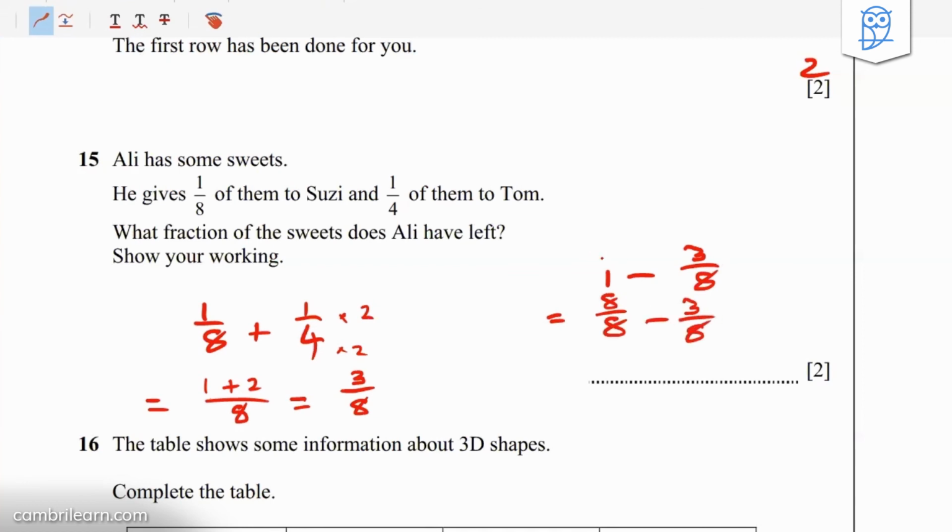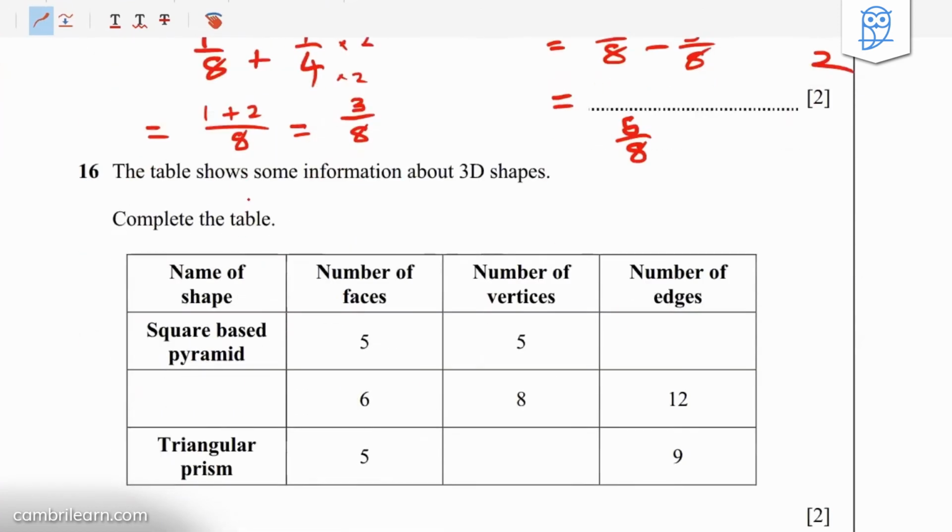This is just equal to 8 over 8 minus 3 over 8. Remember that if we have the number 1, we can just substitute that with the denominator over itself. So that's just 8 over 8 minus 3 over 8, and this is equal to, I'm running out of space here, but let's just write it down, 5 over 8. Easy stuff. What is left? Just add these 2 together and subtract it from 1. Great, moving on.